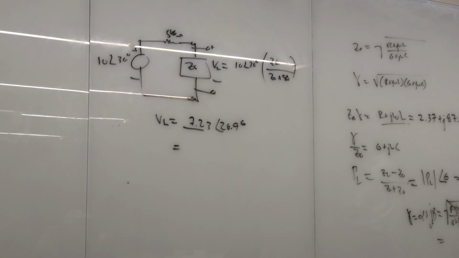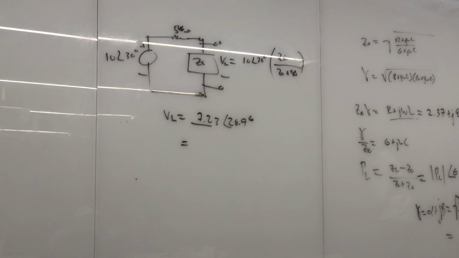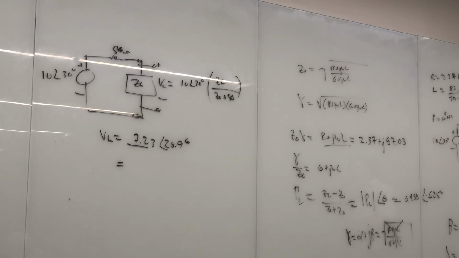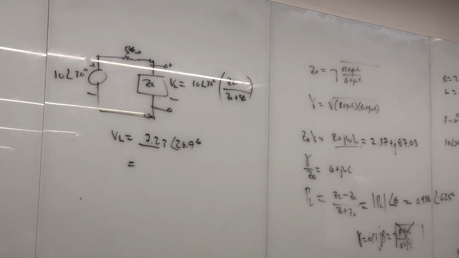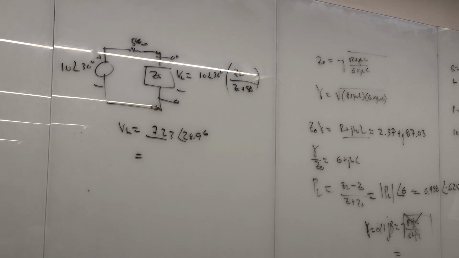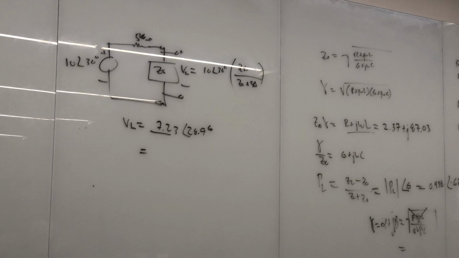Did you get it? Same thing. You got that? What'd you get? I don't think I got that. You understand what we're doing right there, right? We're just taking 10 at an angle of 30 degrees, and we're multiplying it by Zn. This is Zn. And then you're going to divide it by Zn plus 50. Right?